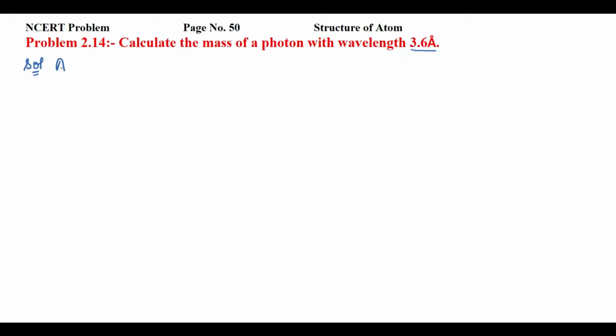So you can write according to de Broglie equation, the relation is lambda, that is wavelength, equal to h by mv, right? So let's see the given values. First we are having this wavelength, that is 3.6 angstrom, right?